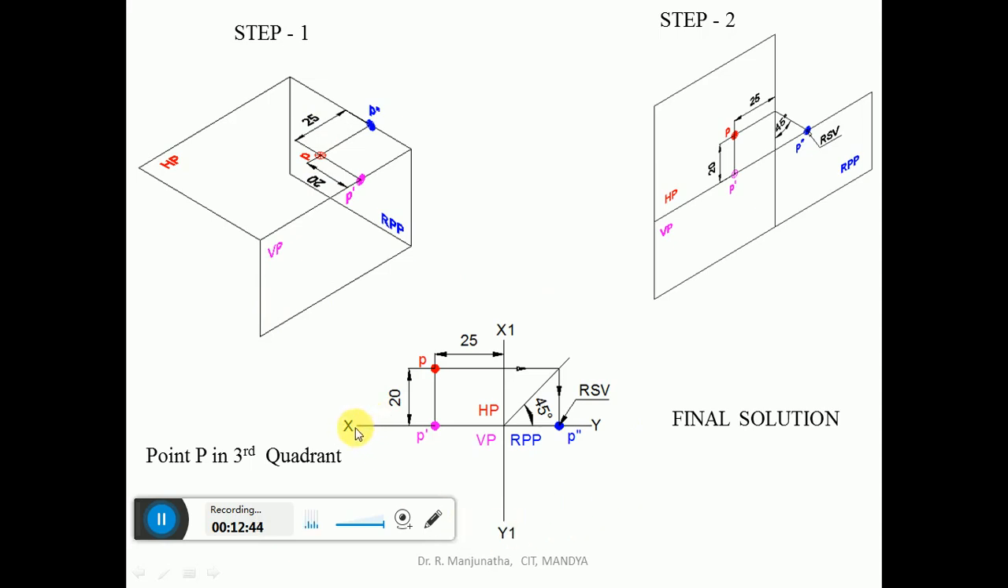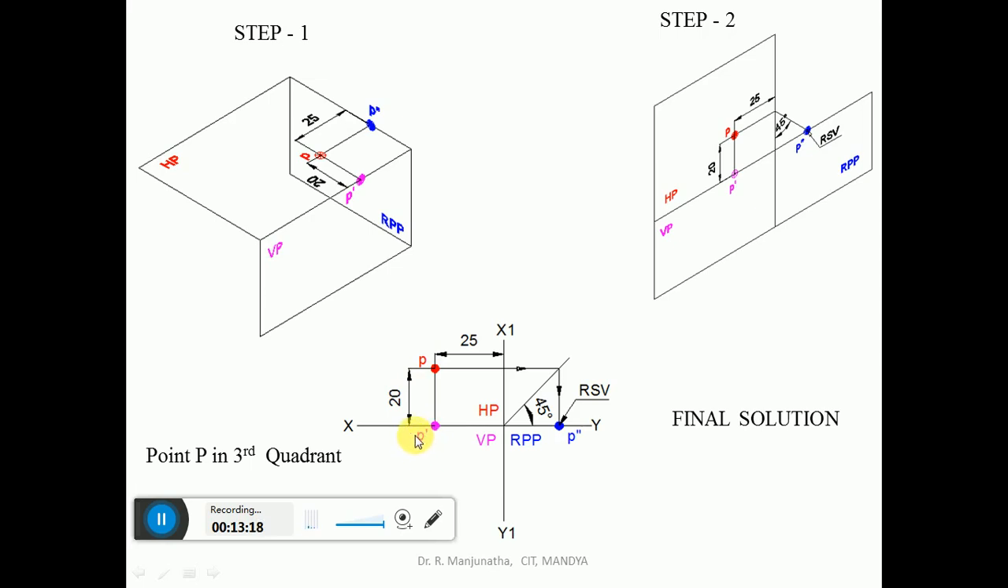First you draw the XY line and mark VP, HP and RPP as shown, because it is in the third quadrant. The distance with respect to the profile plane, which is 25 mm, is marked from X1Y1 line, and draw a vertical projector, which is a thin line. The distance behind VP is seen in HP. Since HP is above the XY line, from here you measure the distance of 20 mm and mark this point, which is small p. And the point is on HP, so the image will be on VP, so it will be on the XY line, and you will get p dash.